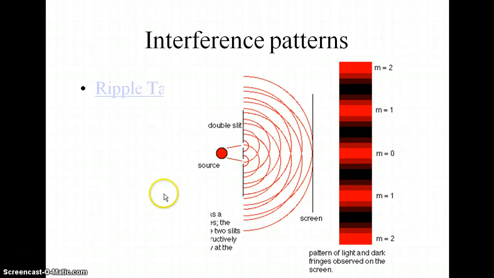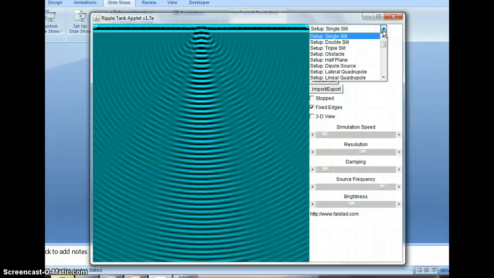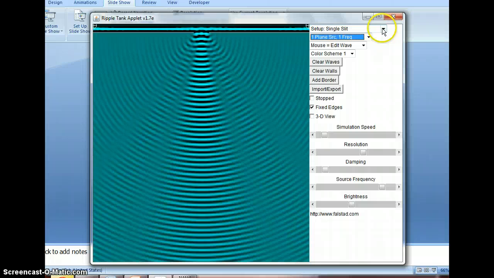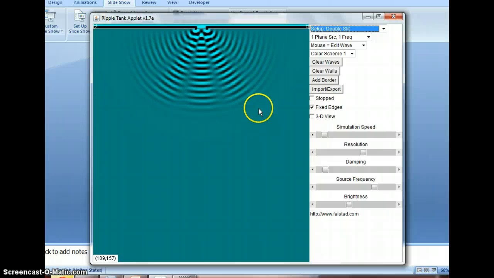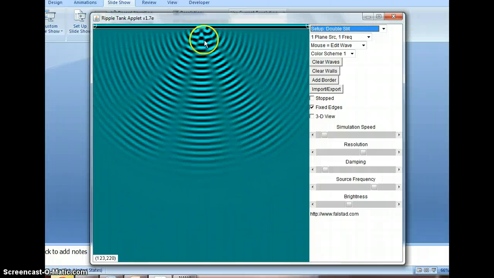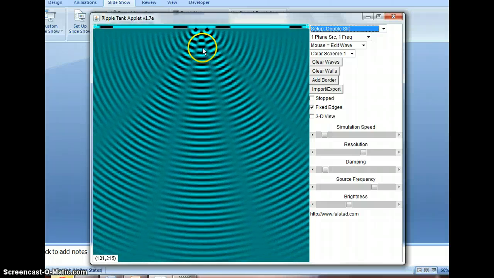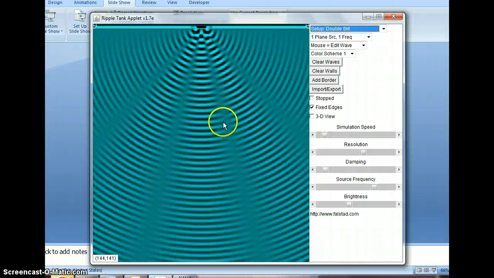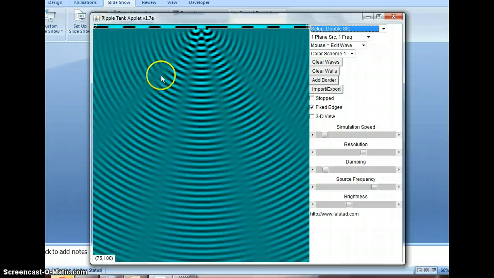Okay, so interference patterns. Let's go back to our ripple tank here. Now let's try what happens when we have two sources. Let's have a double slit. So what happens when waves meet? Well, as you can see, we get this pattern. Again in the centre we get what we call a central fringe of constructive interference. And then we have destructive interference here and here, and then constructive interference here and here, then destructive. These are called fringes.